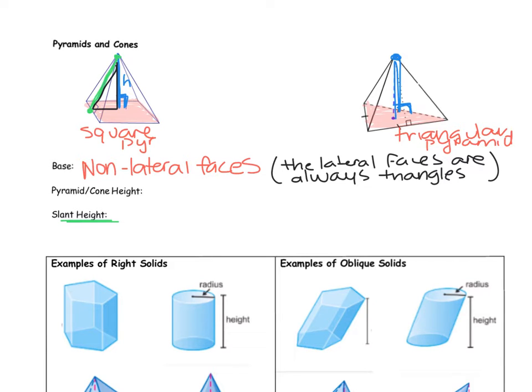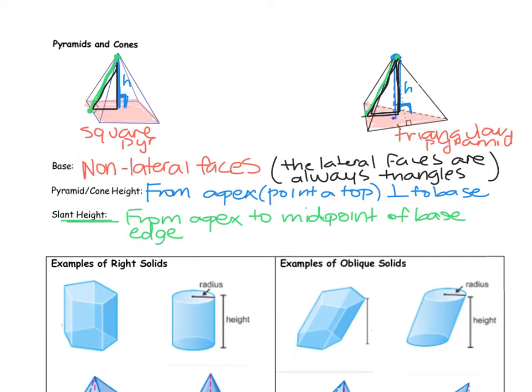Here also the slant height would go from the apex to the midpoint of one side, forming that right triangle on the inside, and that will allow us to use the Pythagorean theorem to find those missing parts. We also need to talk about oblique versus right solids.